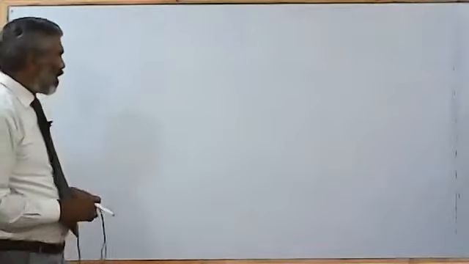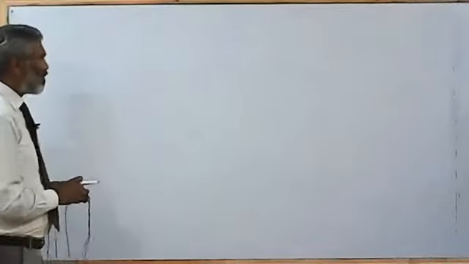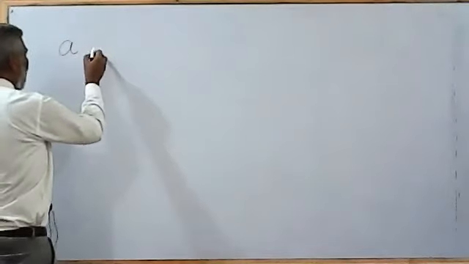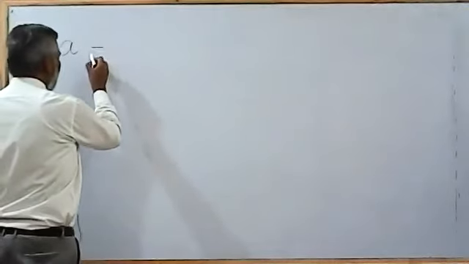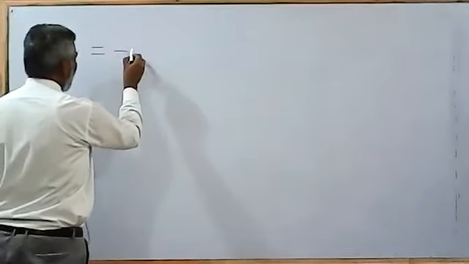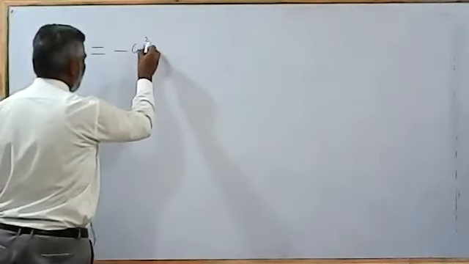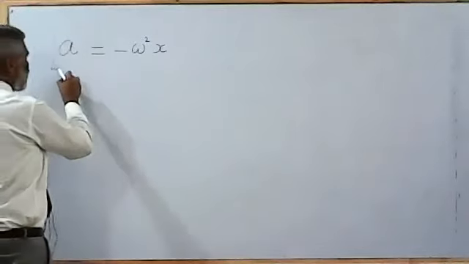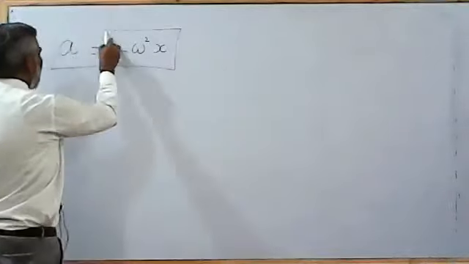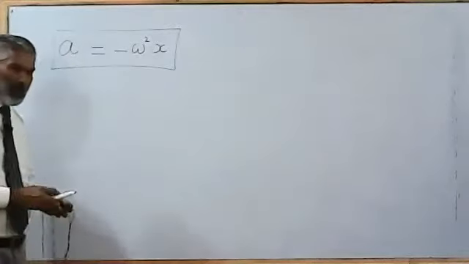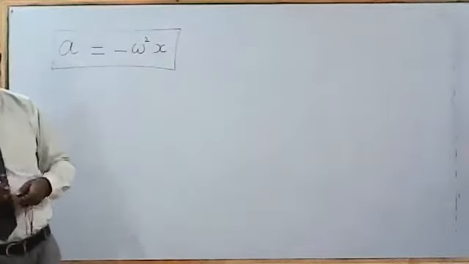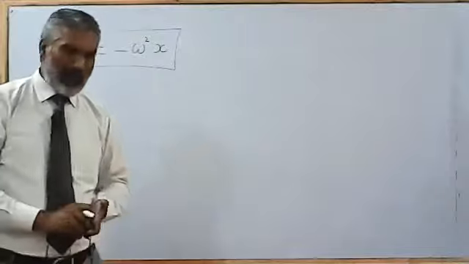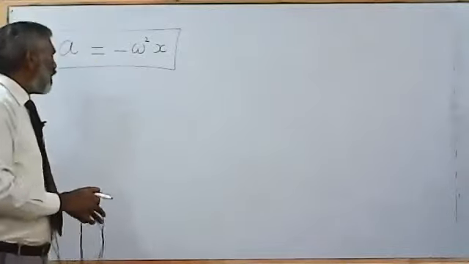So mathematically, we represent simple harmonic motion with the help of an equation which is a is equal to minus omega square x. I always refer to this equation as the standard equation of simple harmonic motion. So we'll continue our discussion from this point.